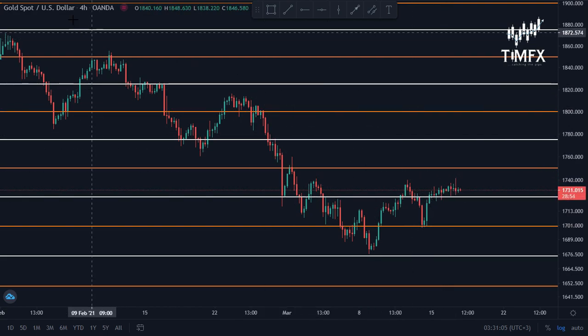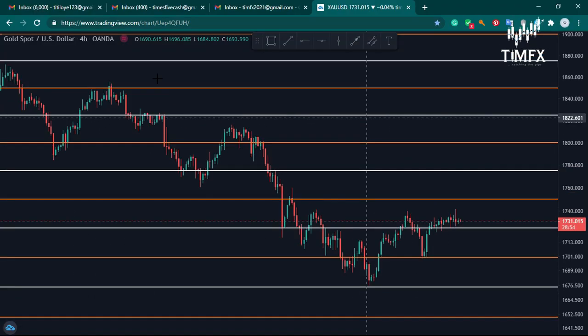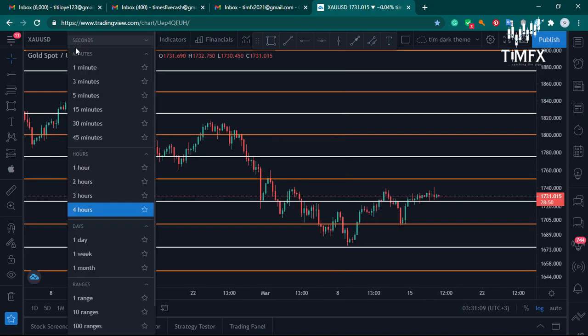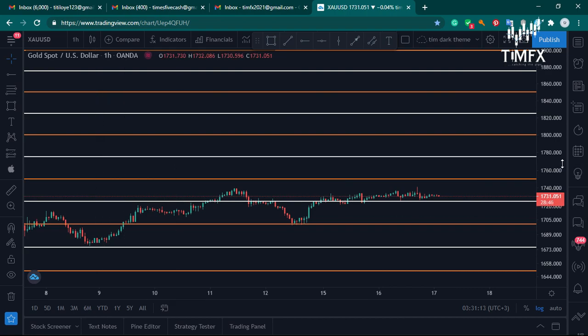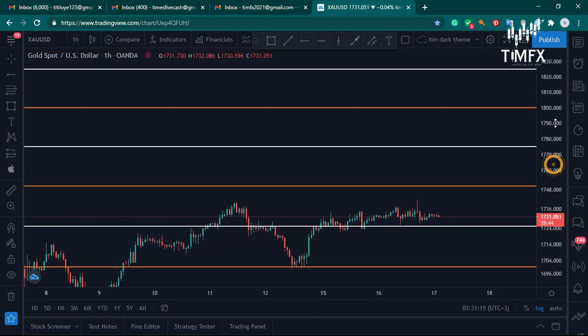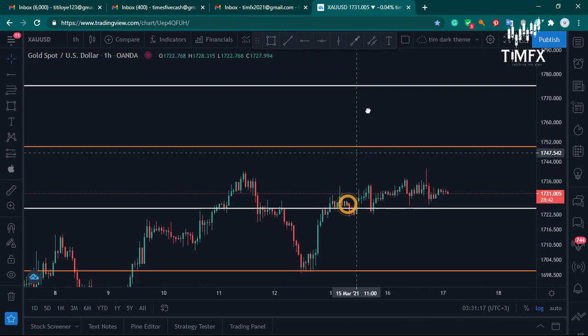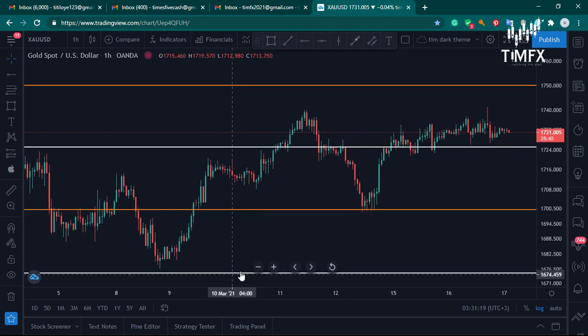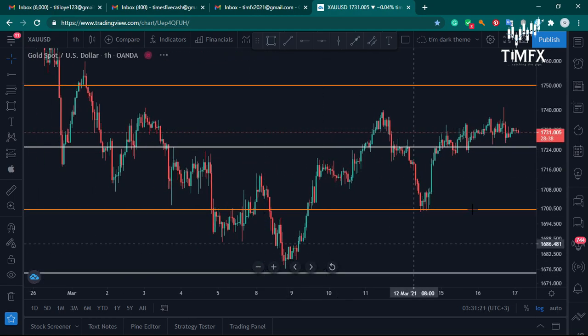Now let's go on a smaller time frame. Smaller time frame, 1 hour. Okay, this is our 1 hour time frame, and let's try to increase it so that it will be very clear. Let me reduce this.